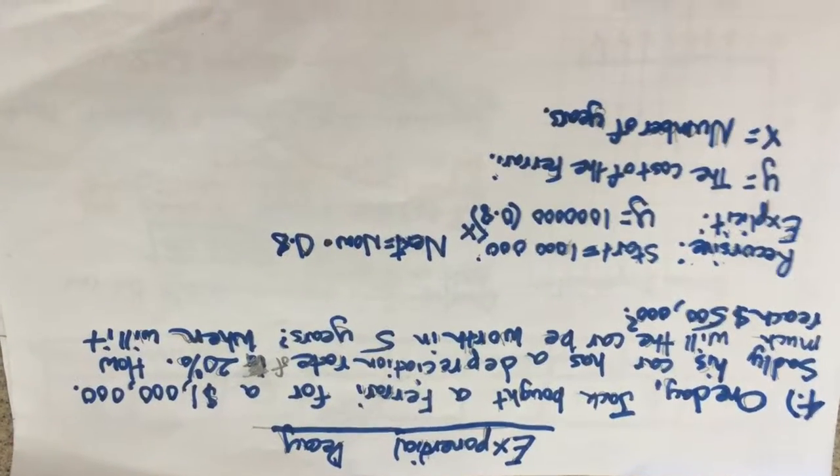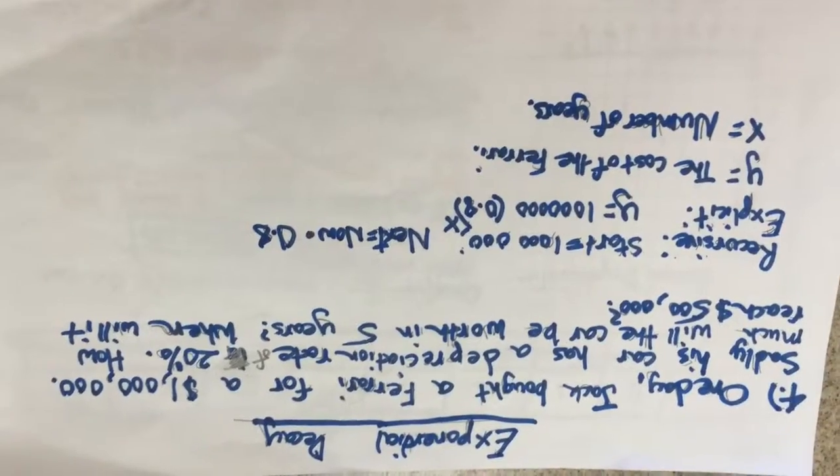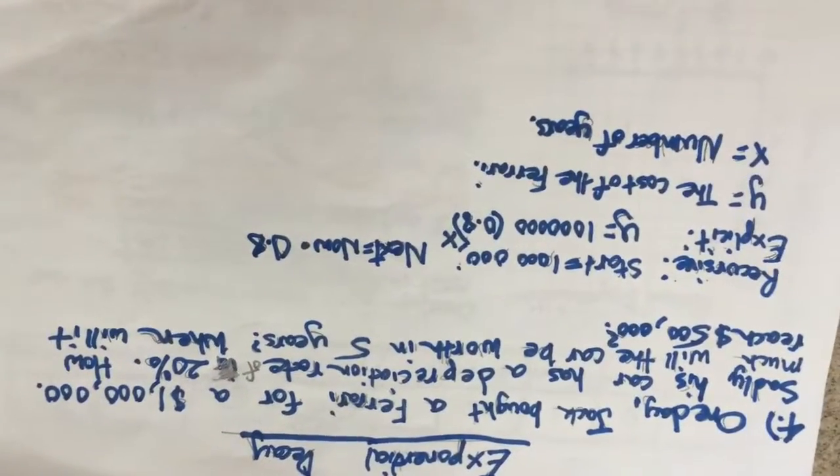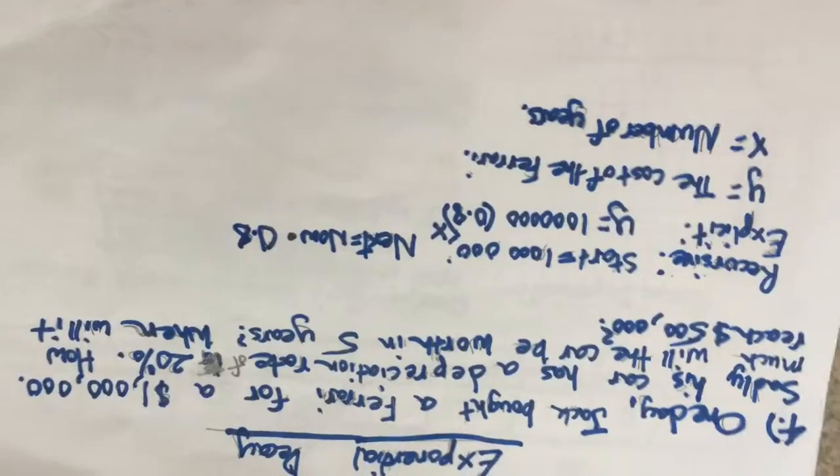So one day, Jack bought a Ferrari for $1 million. Sadly, his car has a depreciation rate of 20%. How much will the car be worth in 5 years? When will it reach $500,000?